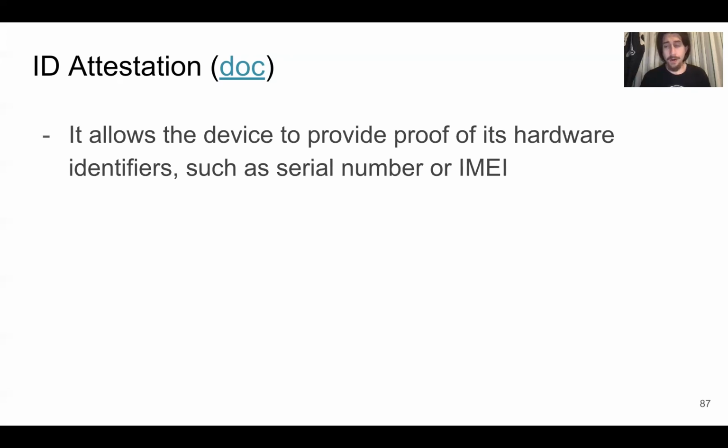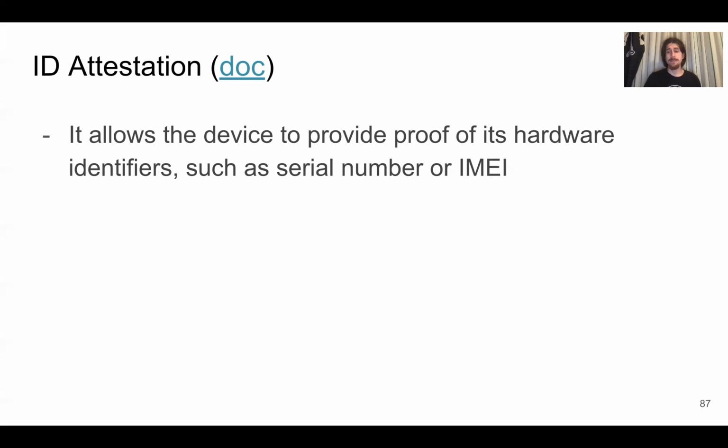The other topic of attestation that we've seen today is ID attestation. What is it? It's a mechanism that allows a device to provide proof of its hardware identifiers, such as serial number or IMEI. So let's focus on IMEI. Let's say there are some scenarios where the app sends an IMEI to a remote server, and then the remote server wants to make sure that this is the real IMEI.